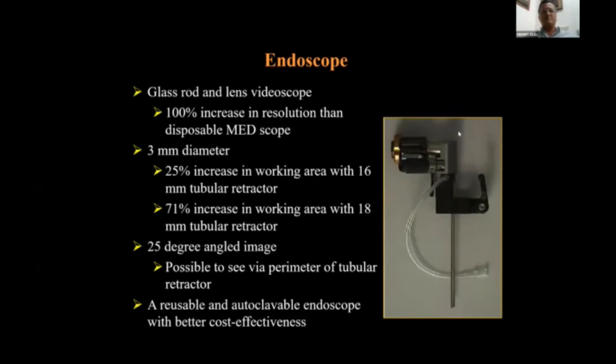This is the endoscope with a 25-degree angled image. So then you can see in the tip some other parts of the tube end. But one point is that it is different because we don't use a water irrigation system with such endoscope. The tip of the tube may get dirty with the blood, so then you need to remove it and then clean it again.